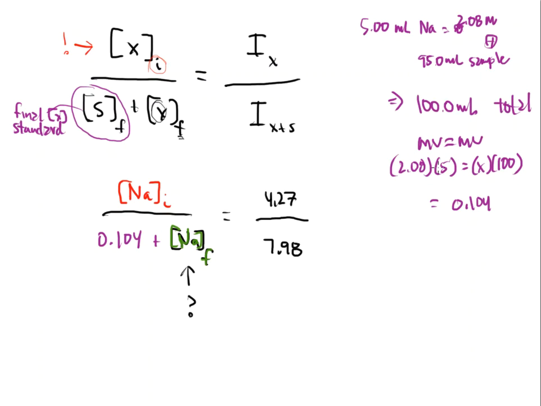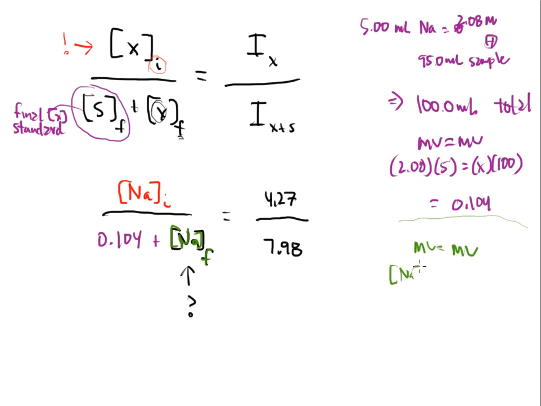Well, look up here at the top. Do you see what we did with the standard? We took 5 mils of sodium and we diluted it to a total of 100, right? And we used this dilution equation in order to get to that part. Well, I'm going to use the dilution equation again because, you know, the sample was diluted as well. Well, what does that mean? Okay, well, let's take a look.